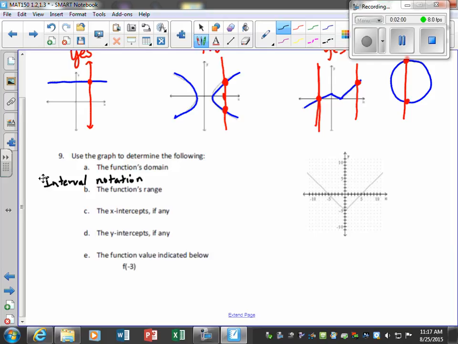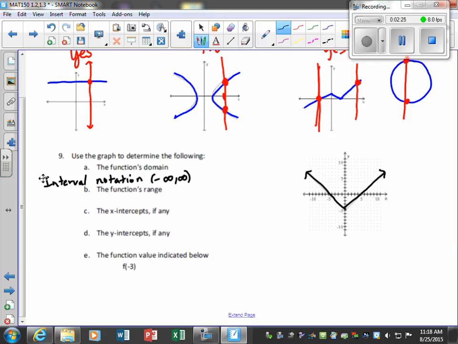And let's make sure that these have arrows on each end. So for all of my x values for the domain, you want to know the leftmost to the rightmost. So what would you say our interval is? Negative infinity to positive infinity. So interval notation is simply negative infinity to positive infinity. We want to do leftmost to rightmost.